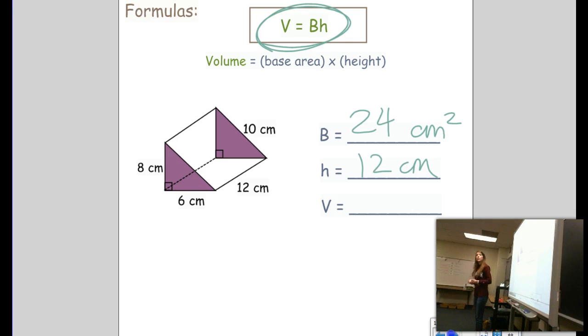Base times height, 24 times 12. 288. Oh, again? We already had that number. All right, so that's a coincidence that it's the same as the LA, not a rule, just a coincidence. 288 centimeters cubed, or cubic centimeters.